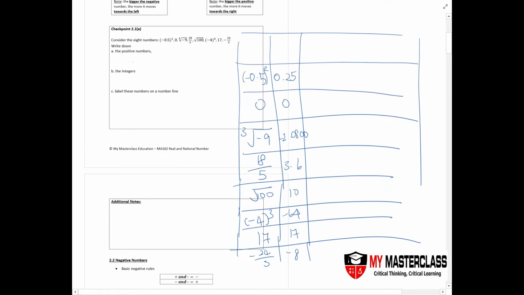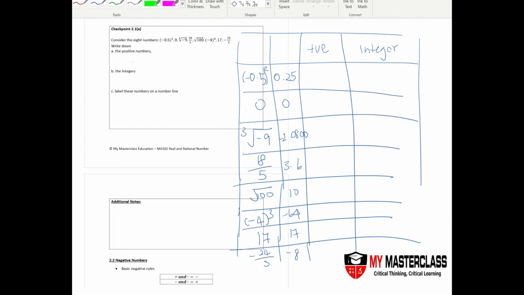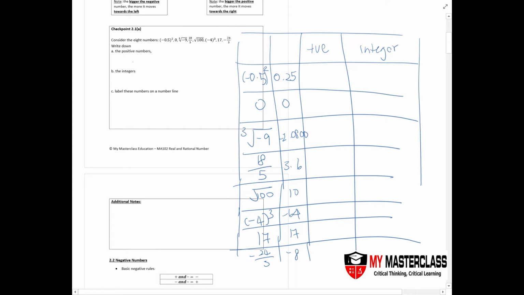Now what would I do next? I will write it out. They are looking for positive numbers and integer numbers. Let's take a look at what they have. First thing first, is 0.25 a positive number? What does positive number mean? A positive number basically means all the numbers that are above 0, any number that is more than 0.